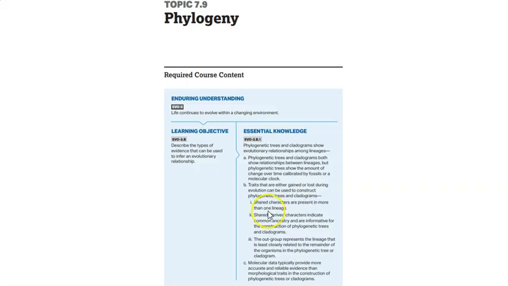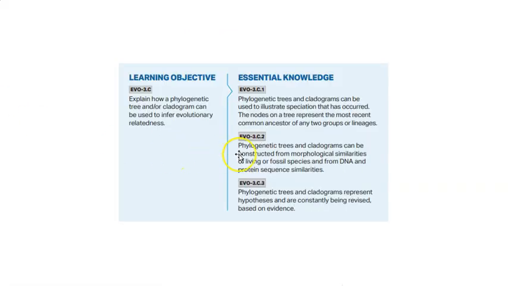Shared characters are present in more than one lineage. Shared derived characters indicate common ancestry and are informative for the construction of phylogenetic trees and cladograms. We'll talk about outgroups and ingroups. Molecular data typically provide more accurate evidence, so they look at DNA similarities. Phylogenetic trees and cladograms can also be used to illustrate speciation that has occurred.